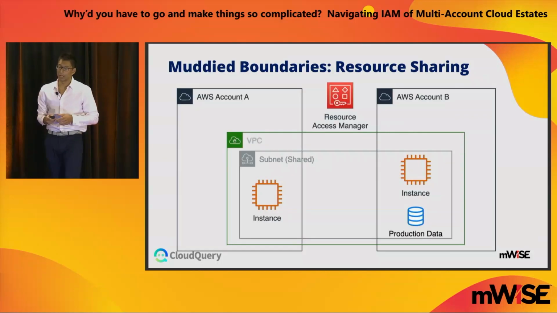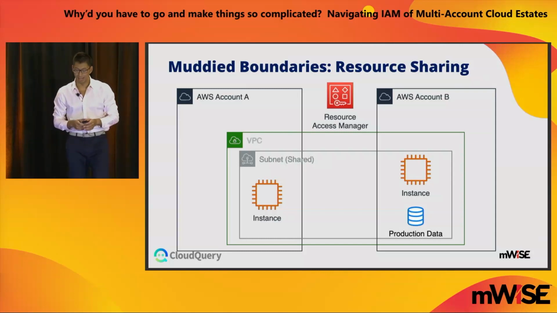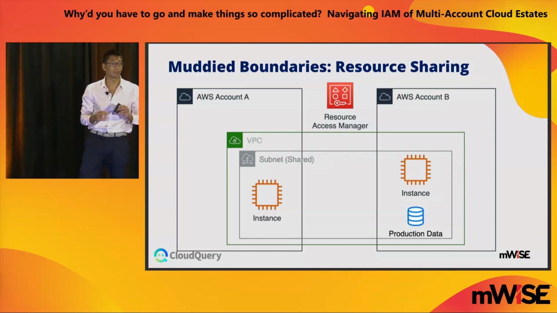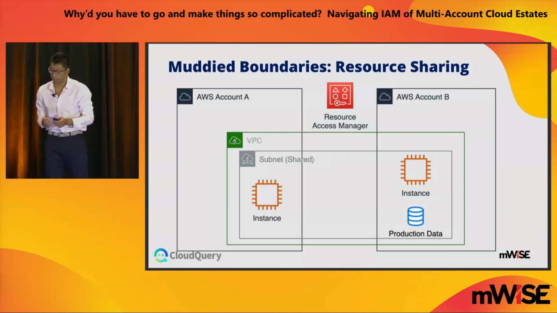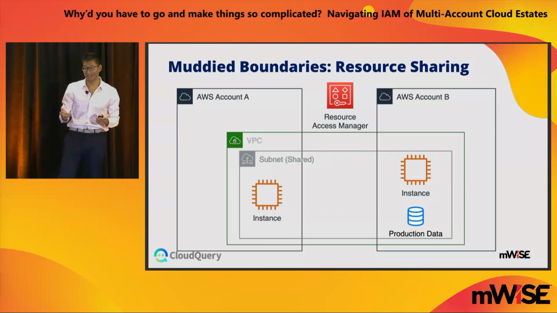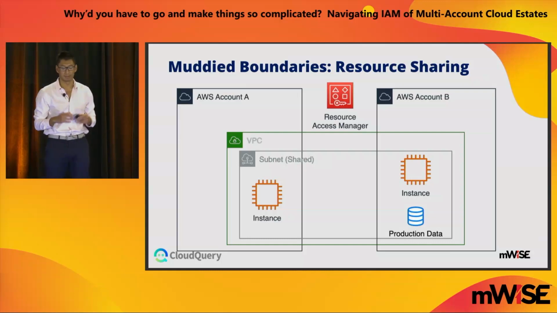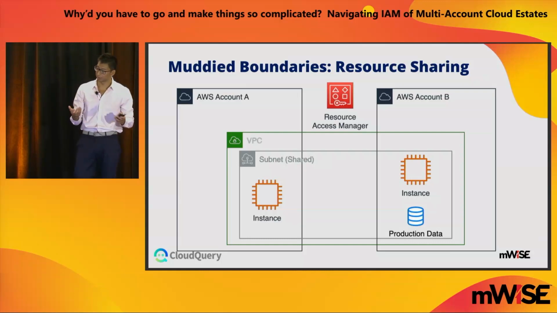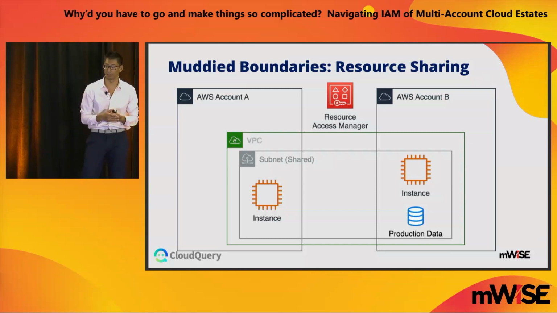Another one is muddied boundaries. This is another one of my favorites for resource sharing, and that's with a service called Resource Access Manager in AWS. If you haven't heard about this service before, this is a service that allows us to share resources, as by the name. And one of those services actually includes a VPC for networking, specifically subnets. The good thing about resource sharing, Resource Access Manager, is that some resources being shared can only be shared with accounts within your organization and not accounts outside. And VPCs are one of those.